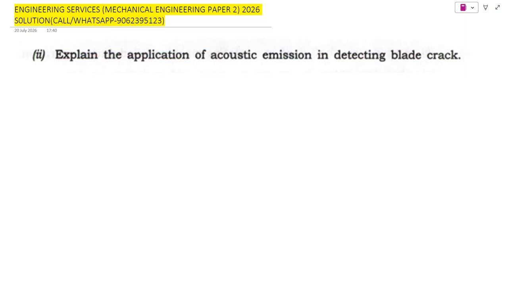Imagine you bend a dry wooden stick. It will crack. But did you hear that sound? That sound is released because the material suddenly released stored elastic energy. The same thing happens inside metals. Whenever a crack starts growing inside a turbine blade or compressor blade, tiny bursts of elastic waves are produced, and these high frequency stress waves are called acoustic emissions.